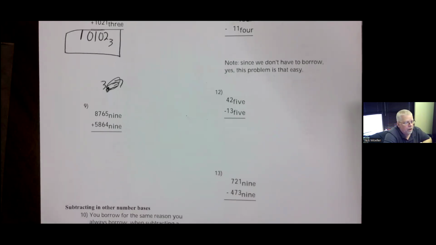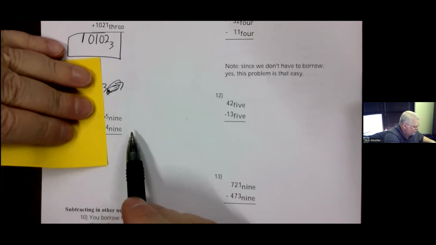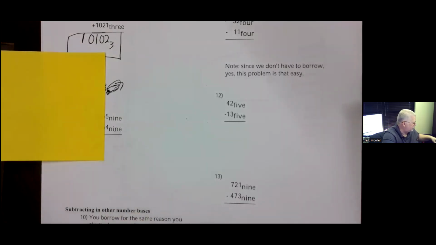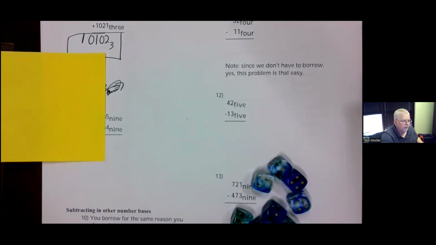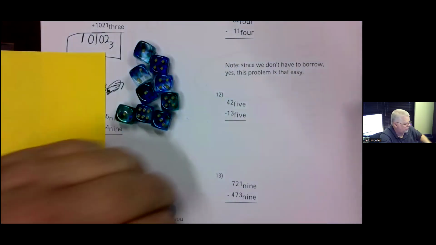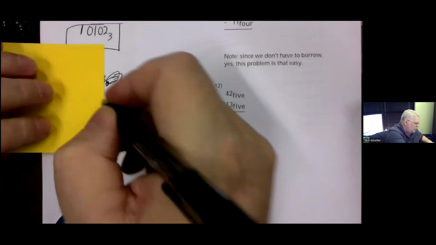Okay. Number 9 is base 9. So we have 8, 7, 6, 5 plus 5, 6, 5, 8, 6, 4. We're going to have to carry if our sum is 9 or higher. So first column is 5 plus 4, which is 9. Okay, so that's our base. So how do we carry? Well, 9 of those go to the next higher place value. And then how many are left? None. So there is a 0 there. And then we carry the 1.